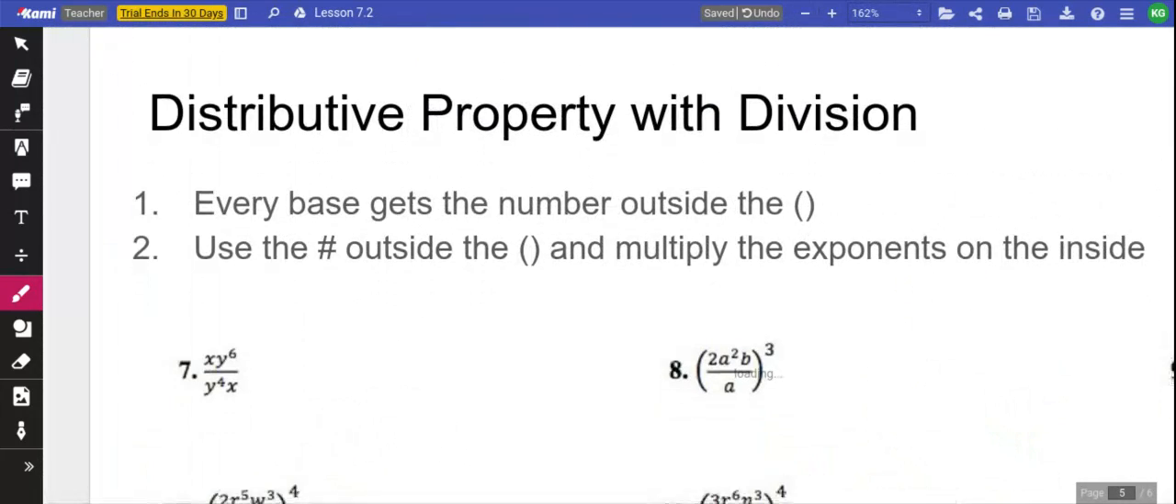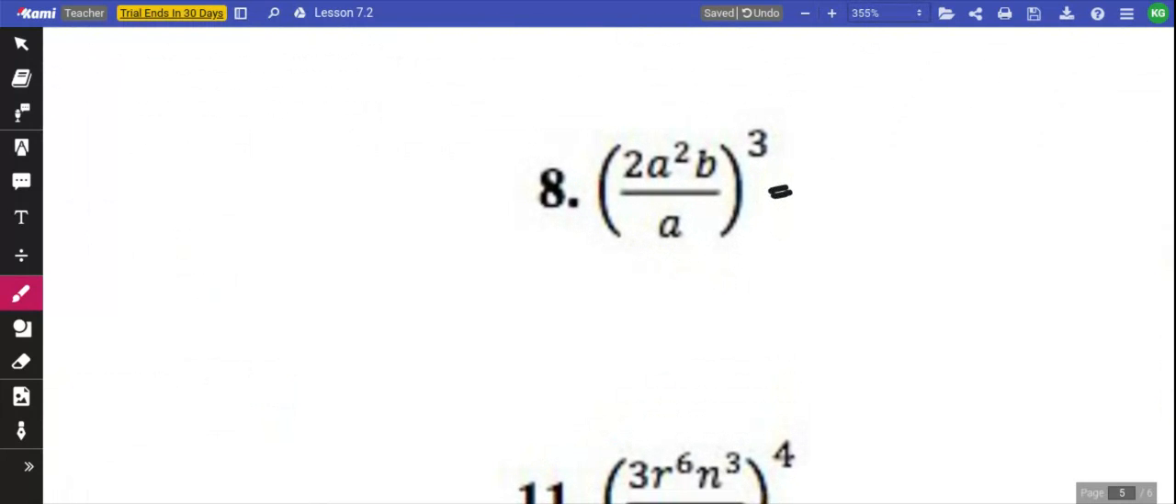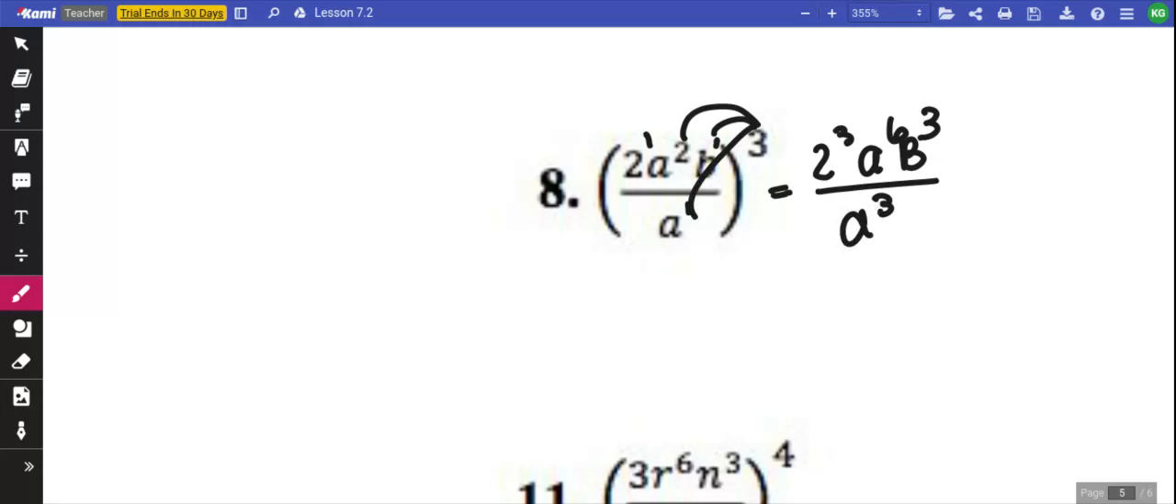So now we're going to combine the distributive property from yesterday with division. Remember that every base will get the number outside the parentheses distributed to it. So in number 8, the first rule always is to distribute. So this would become 2 to the 3rd, A to the 6th, B to the 3rd, over A to the 3rd. And then I'm going to simplify. 2 to the 3rd power is 8. Reduce the A's, there'd be 3 left on top. And there's no B's to reduce, so B to the 3rd on top.